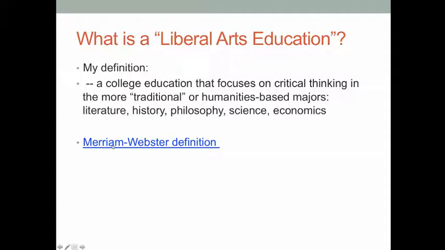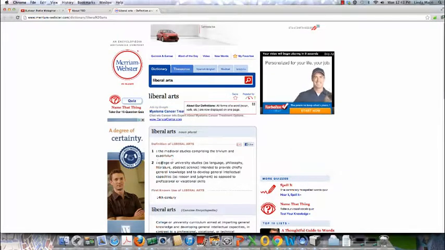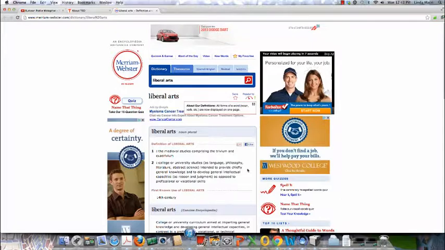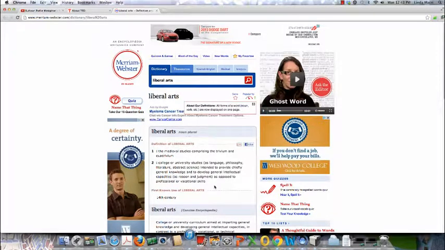We could see Merriam-Webster's definition. Let me see both where it comes from and then their definition: college or university studies intended to provide chiefly general knowledge and to develop general intellectual capacities, reason and judgment, as opposed to professional or vocational skills. So that's an important distinction, the general intellectual capacity versus professional or vocational skill.